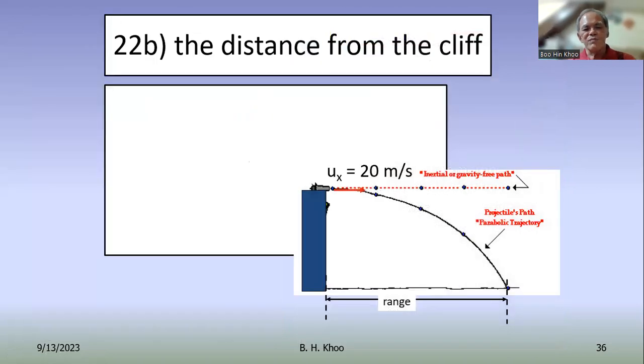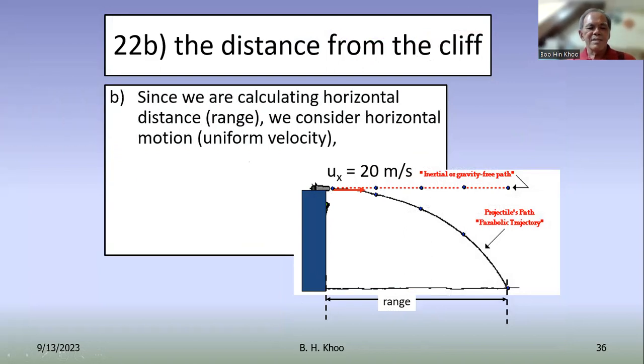The next part is we want to find the distance from the cliff. If the ball is sent out from that height, then there is the range that we are interested in. Since we are calculating horizontal distance, we consider horizontal motion. That speed determines that distance. So uniform velocity times time: 20 times 3 is 60 meters.